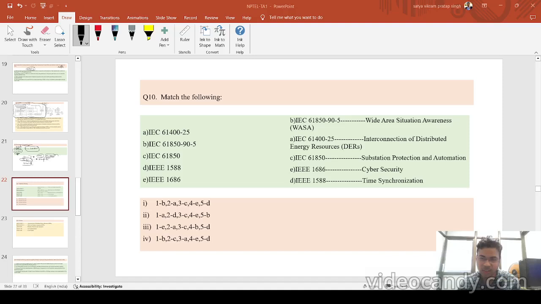Okay, let's go to the next question, related to the IC and IEEE standard. I think this is mostly a memory based problem, so I will come to it at last.